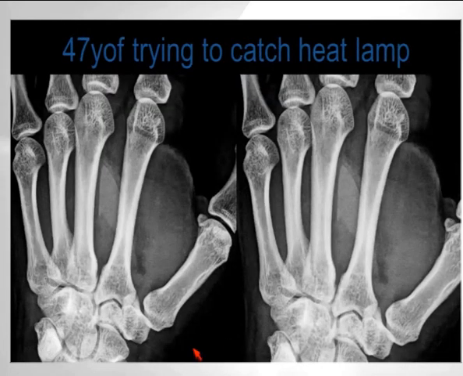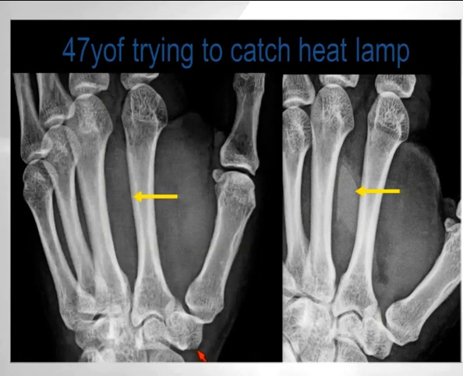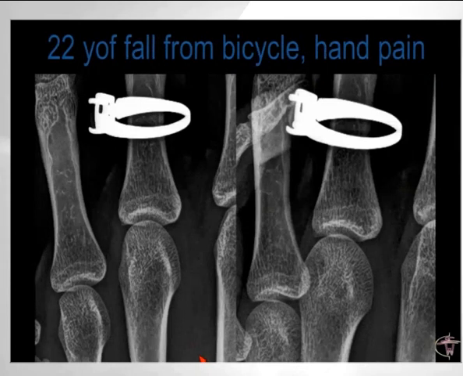This lady tried to catch a heat lamp as it was falling towards her, but when she caught it, the bulb shattered. I'm showing you this example because when you are dealing with thin slivers of glass, they may not be as radiodense as you expect, because in this case there's a 3 centimeter shard of glass in the palm of her hand that had penetrated through the skin and into the soft tissues, and again we could show that we got it all out after the removal of the glass foreign body.